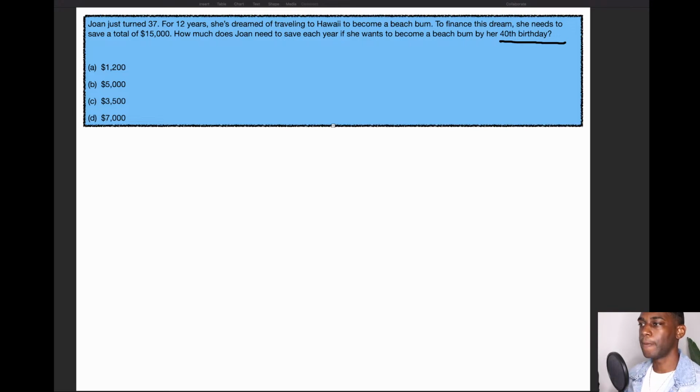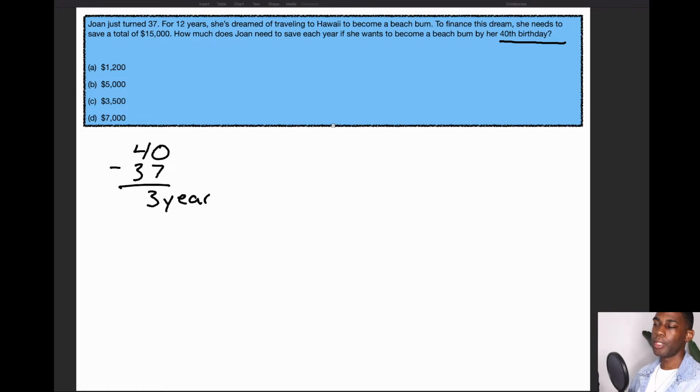birthday? All right, so we know that the goal to go to Hawaii will be on her 40th birthday, right? She's 37 years old. So we know we're going to take this 40. We're going to subtract 37. We know that we're working with a 3-year goal. Okay? 3-year goal. Why is that important? Because the question is saying, how much does Joanne need to save each year if she wants to become a beach bum, right? By her 40th birthday. So it's a 3-year goal.